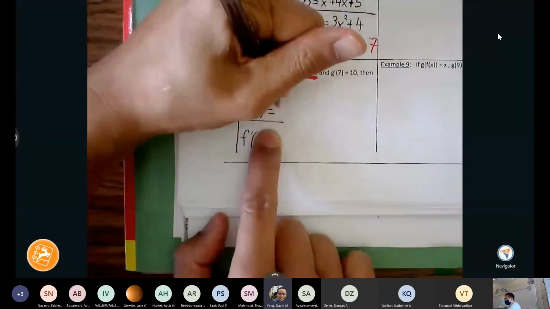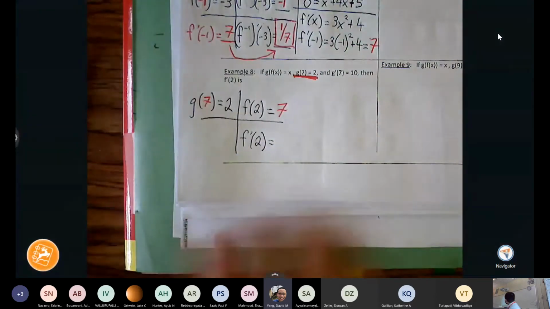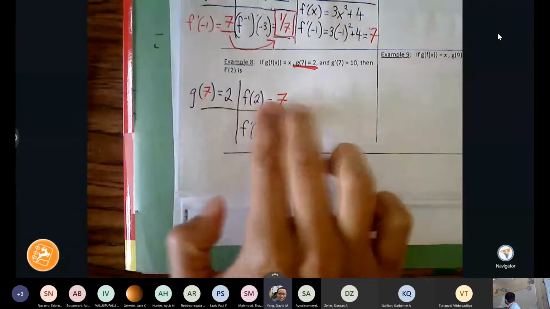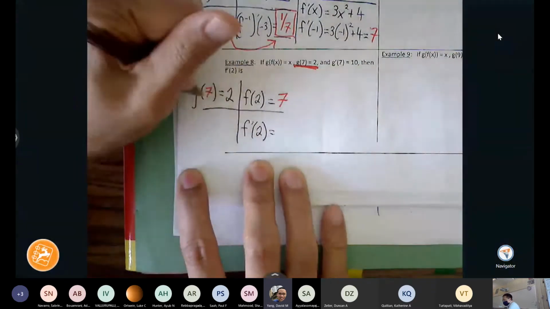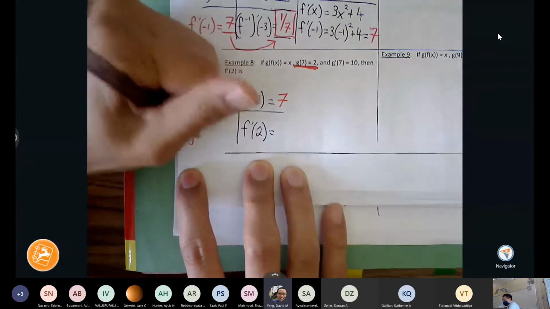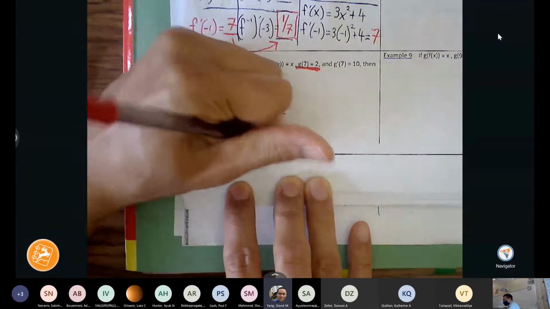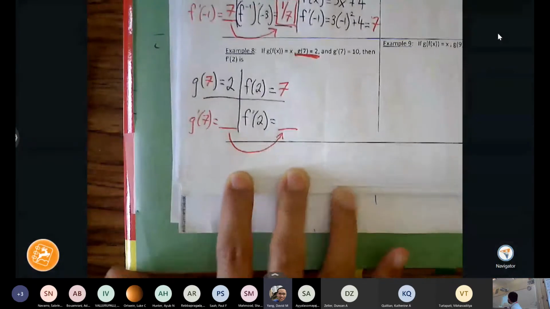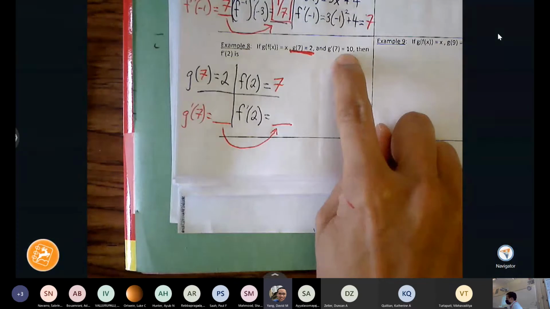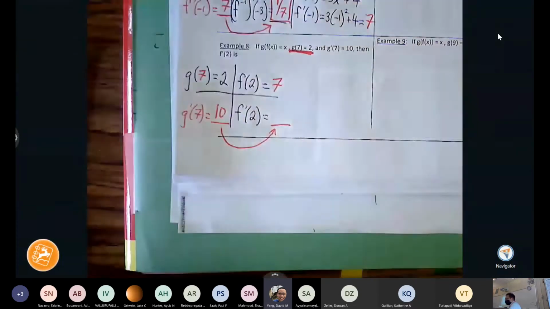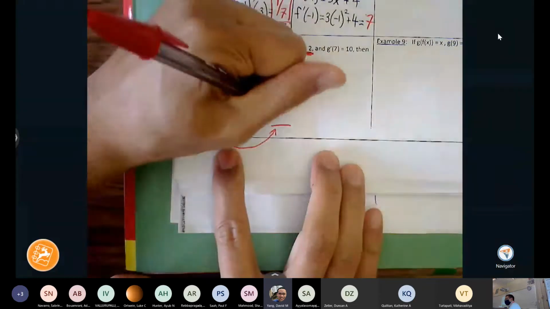So if g of 7 equals 2, I know f of 2 is equal to 7. Okay, I'm going to get that relationship there between the numeric values for my ordered pairs. So then if I have 7, that's good, right? Because if I can find g prime of 7, then that will help lead me to what I'm looking for, which is f prime of 2. Okay, what's g prime of 7? That's given to us as well, right? So if g prime of 7 is 10, then f prime of 2 must be, that's it.